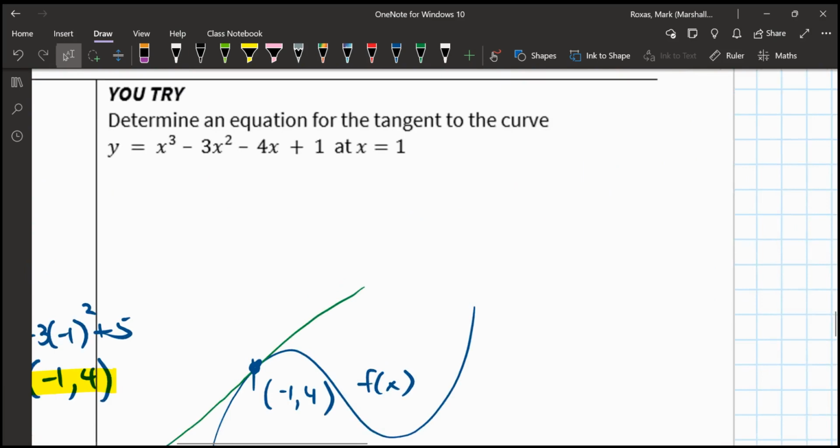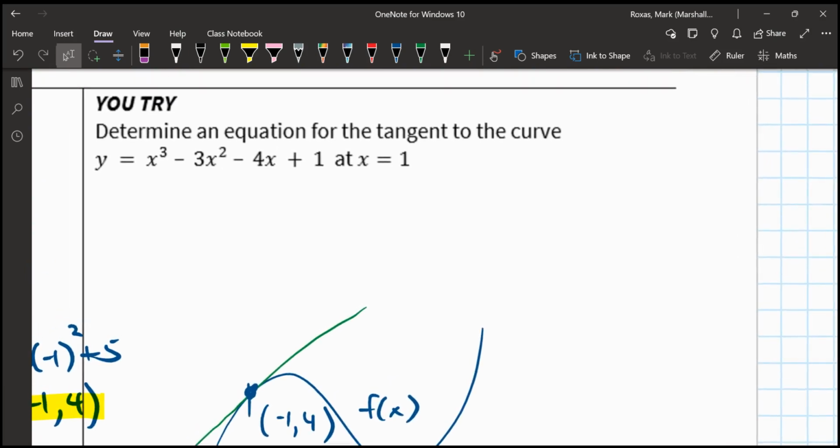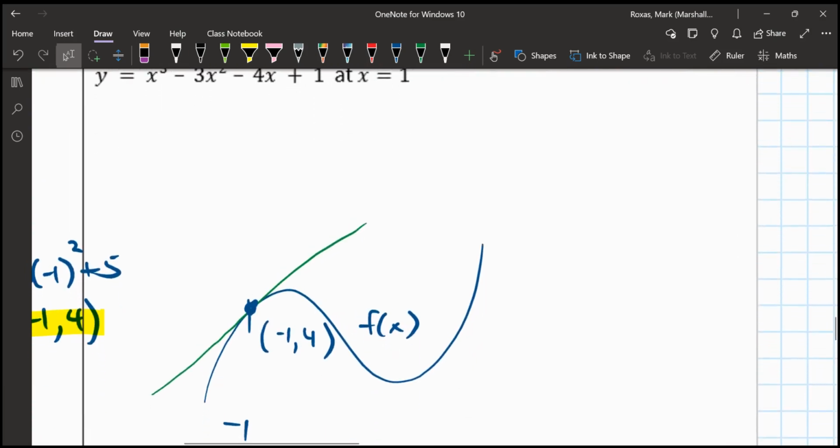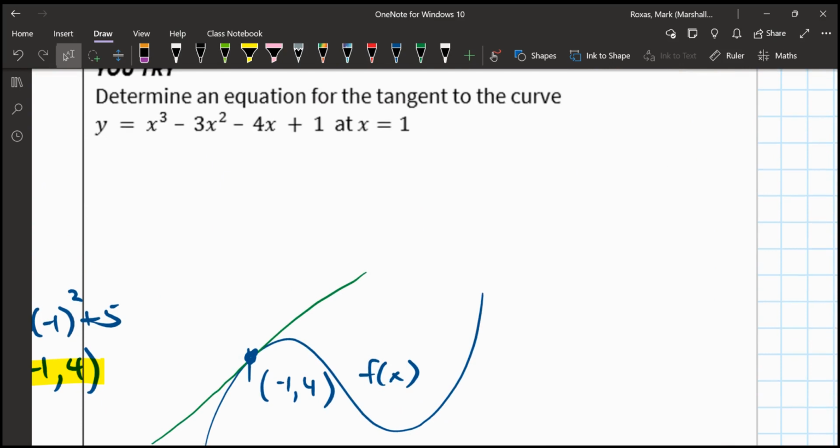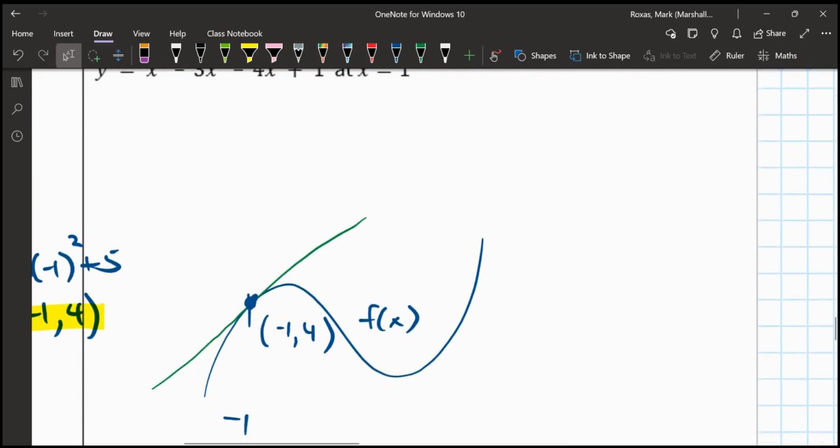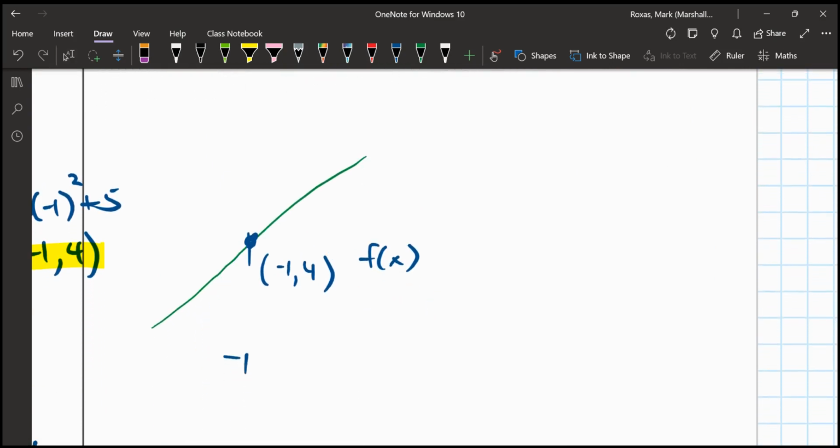Okay, try this question. Determine an equation for the tangent to the curve. Pause the video, try it, come back. Okay, hopefully you had a chance to try it. Let's present the solution.